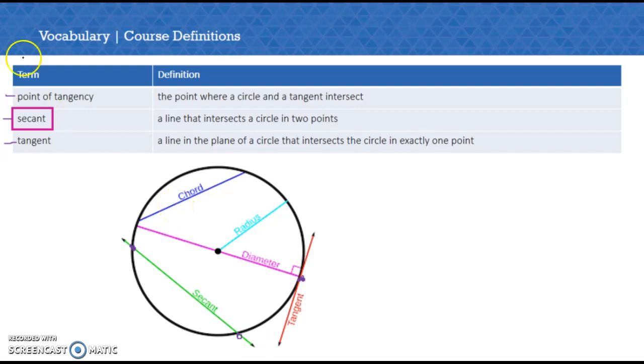The secant, remember, secant, second. It touches it a second time. It intersects it twice. Secant is also your ticket out the door password, so make sure you have that down. Secant, S-E-C-A-N-T, secant. That is your ticket out the door password for today.